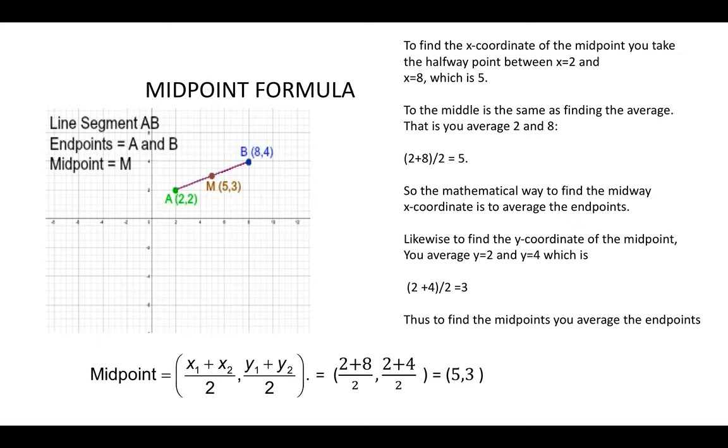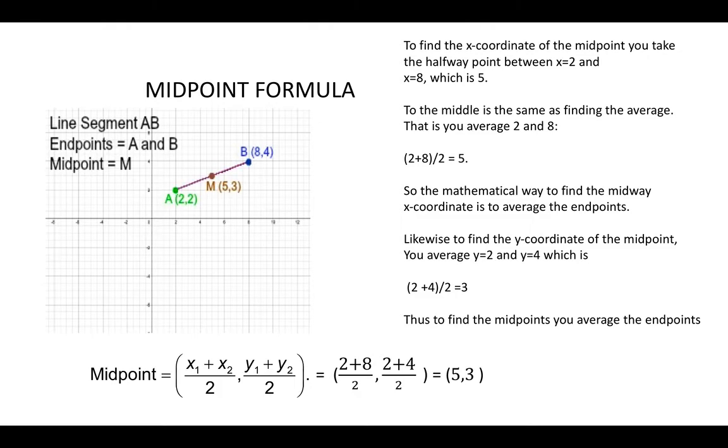Now you do the same thing for the y. If you notice, the height of the midpoint is going to be half the distance between where we started and where we end. And so again, that's going to be the average of the y endpoints. So we're going to add 4 plus 2 and divide by 2 and get 3.